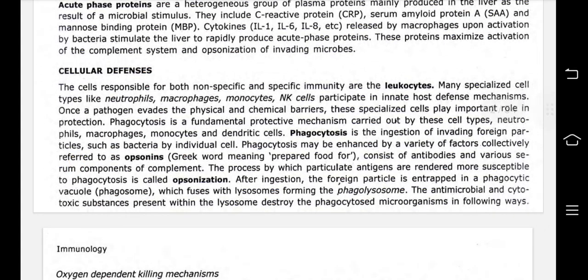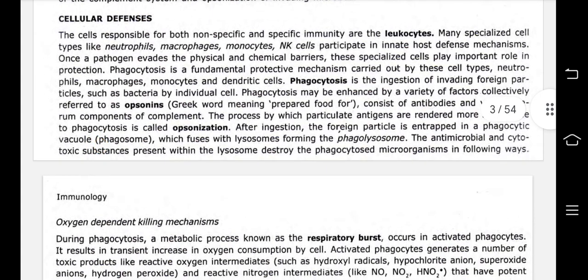Then cellular defenses. The cells responsible for both non-specific and specific immunity are the leukocytes. Many specialized cell types like neutrophils, macrophages, monocytes, NK cells participate in innate host defense mechanisms. Once a pathogen evades the physical and chemical barriers, the specialized cells play important role in protection. Phagocytosis is a fundamental protective mechanism carried out by these cell types: neutrophils, macrophages, monocytes, and dendritic cells. Phagocytosis is the ingestion of invading foreign particles such as bacteria by individual cell.